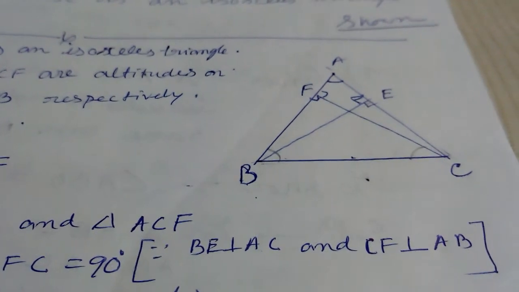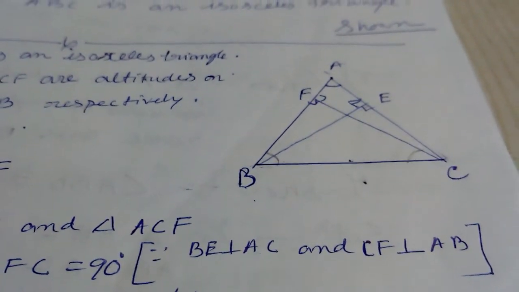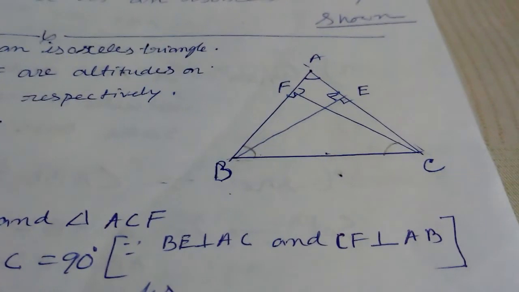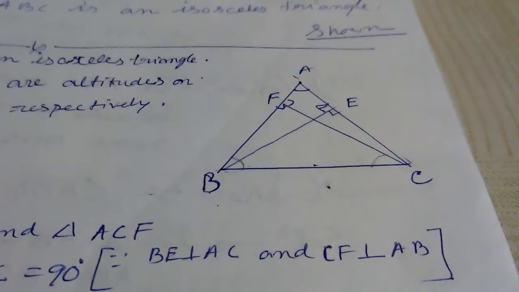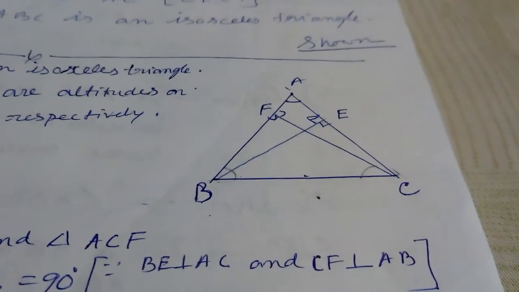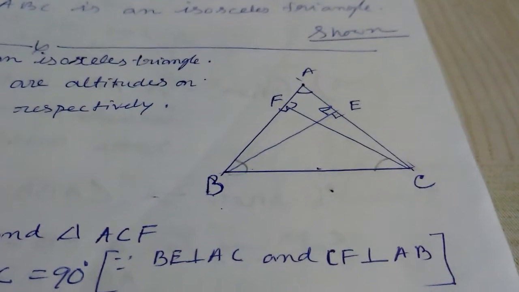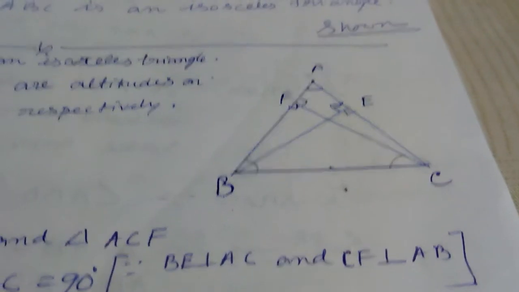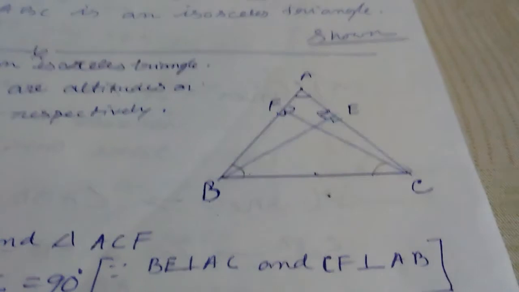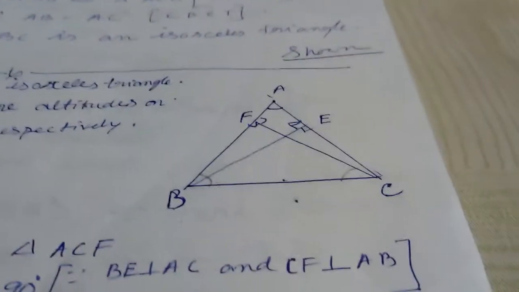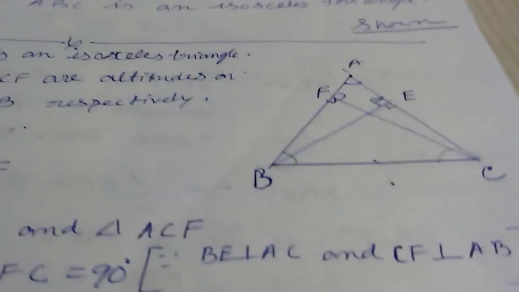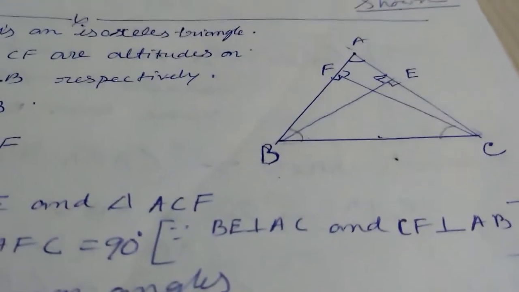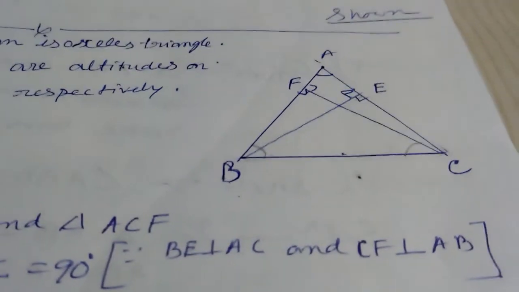In our previous class, we gave two properties of triangles. Angles opposite to equal sides of an isosceles triangle are equal, and sides opposite to equal angles of a triangle are equal. By applying these two properties, we have done the sums of exercise 7.2. We have already done 1 and 2. Now today I will explain number 3.